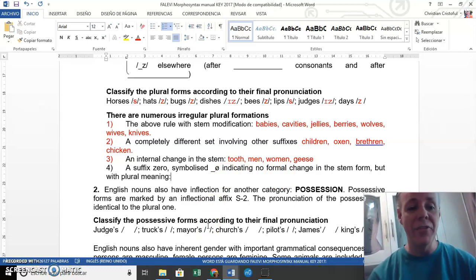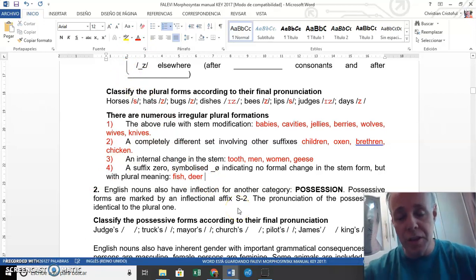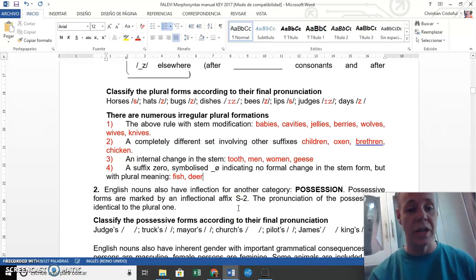Finally, we have a different plural form, and this has to do with no changes. The word remains unchanged. For example, one fish, two fish, three fish. One deer, two deer, three deer. They don't change, they are just like that. If you know of other examples, you can tell me and I will add to this list.